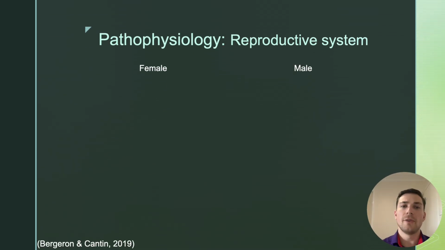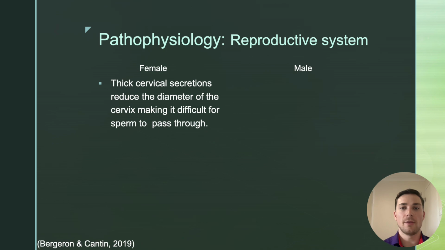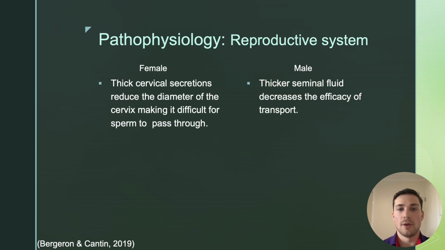Thick secretions caused by the dysfunction of the exocrine glands also affect the reproduction for both males and females. In the case of females, this causes thickened cervical secretions, increasing the difficulty in the sperm's ability to pass through the cervix, lowering the rates in which women will get pregnant. While in males, this presents as thickened seminal fluid, decreasing the efficiency of transport.